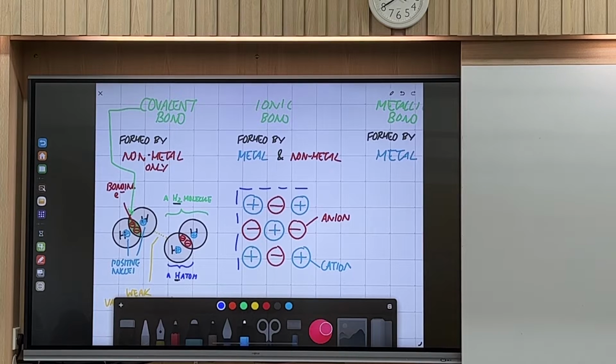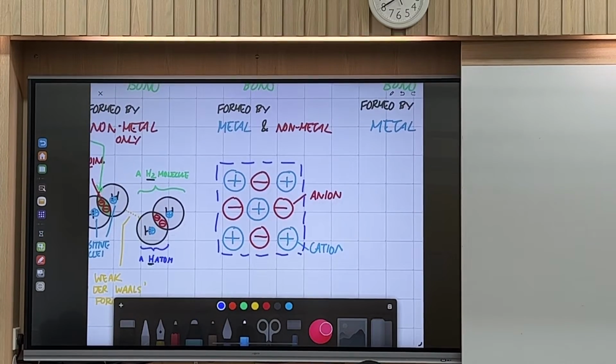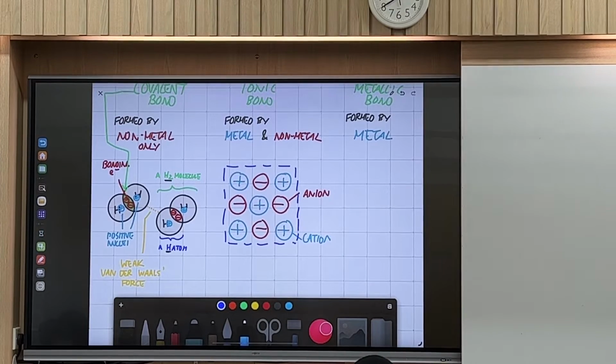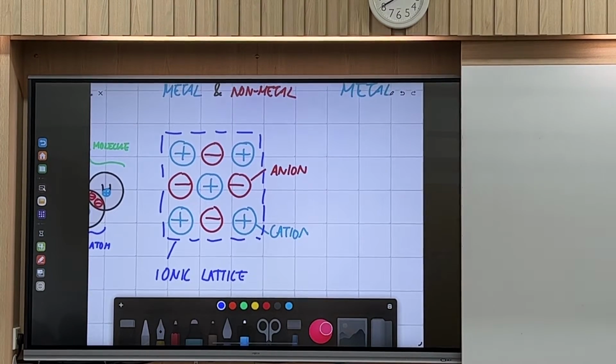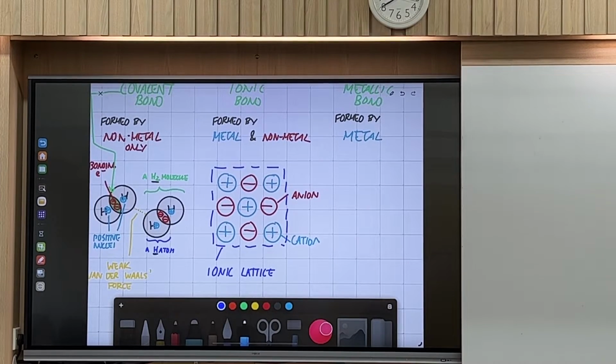Can you draw the dotted line? You can use more colors. If you draw it all in black, it's hard to read. Even you yourself won't want to read it. So just use some colors here. So you have an ionic lattice. Remember the word lattice, a very important word. It means a very regular arrangement. So when you say ionic lattice, we mean this regular arrangement made of ions, the two types of ions being cations and anions.